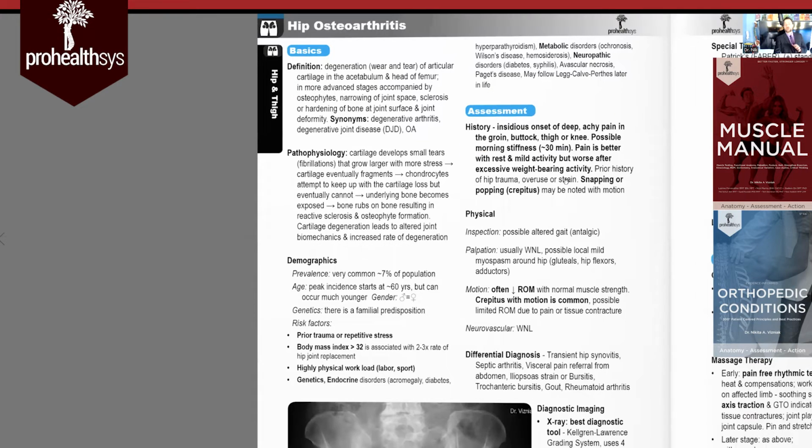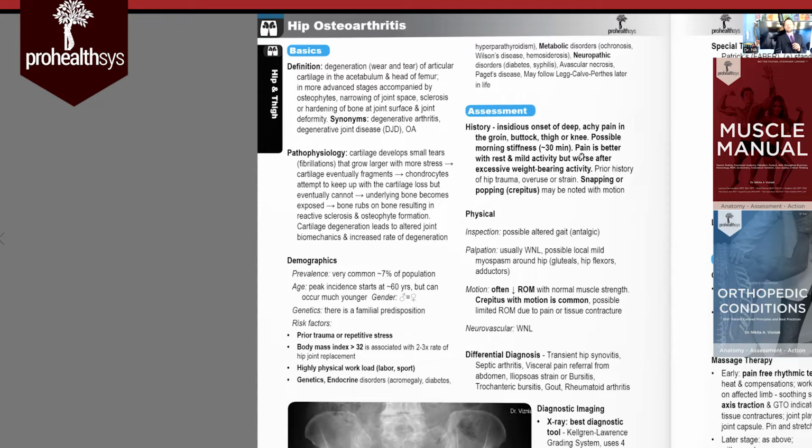So insidious, or I might even say gradual onset of achy knee, not knee, well, it could be knee, but we'll say hip pain to start, but often into the groin, into the lateral side of the hip, maybe into the buttock and thigh, possibly down into the knee. Morning stiffness, that usually takes about 20 to 30 minutes to warm up. Pain is better with rest or mild activity as you start to loosen it up, but worse with excessive activity. If the person does too much in the day, it actually winds up making them feel worse at the end of the day. In severe cases, they may note some popping and snapping, crepitus taking place there.